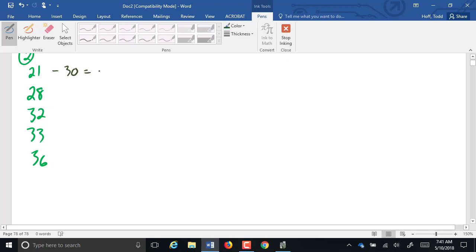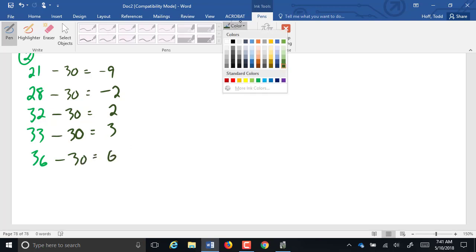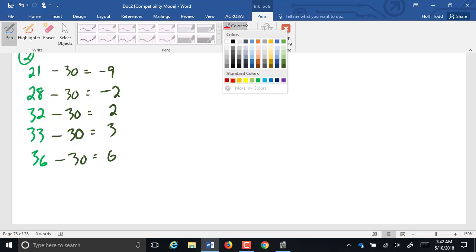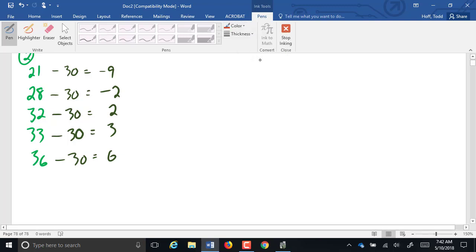So 21 minus 30 is -9. 28 minus 30 is -2. 32 minus 30 is a positive 2. 33 minus 30 is positive 3. 36 minus 30 is 6. What are those numbers called? They're referred to as the deviations. What should they add up to? 0. So that's one way to double check yourselves here.